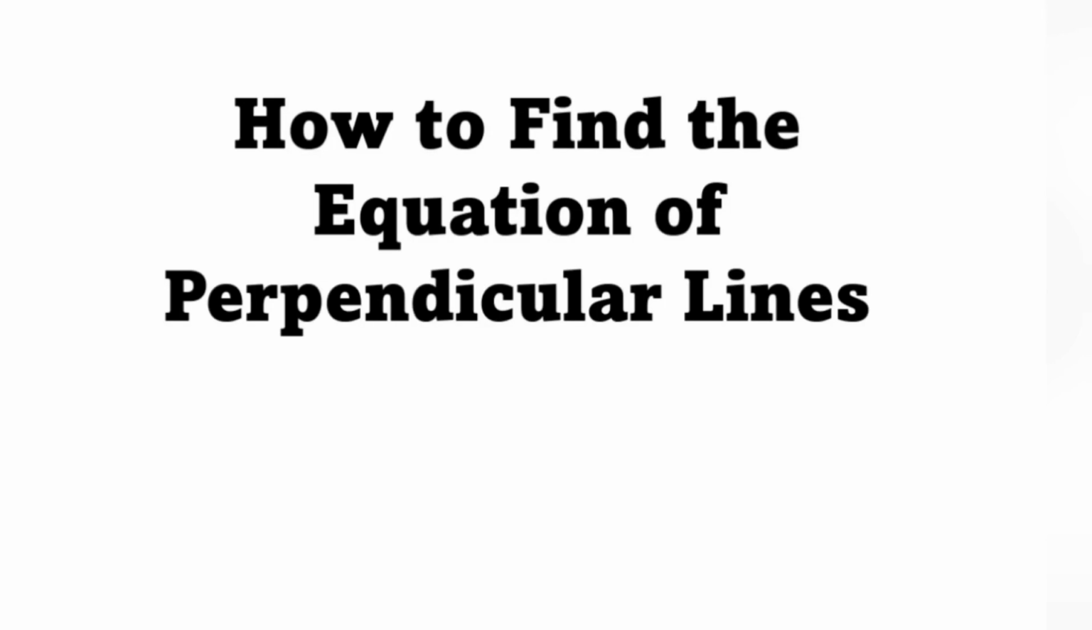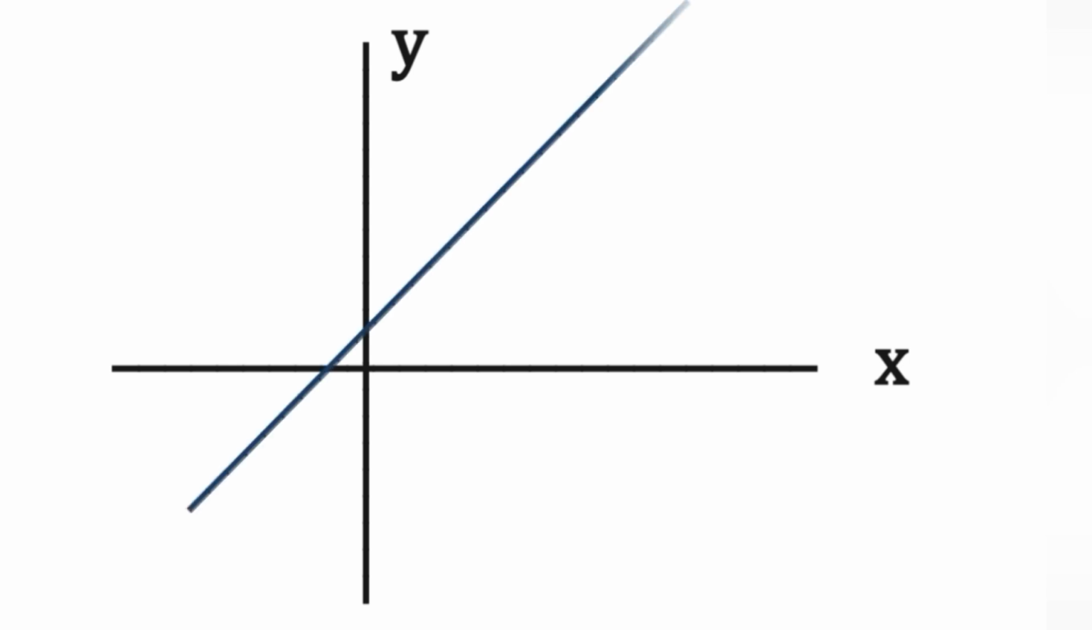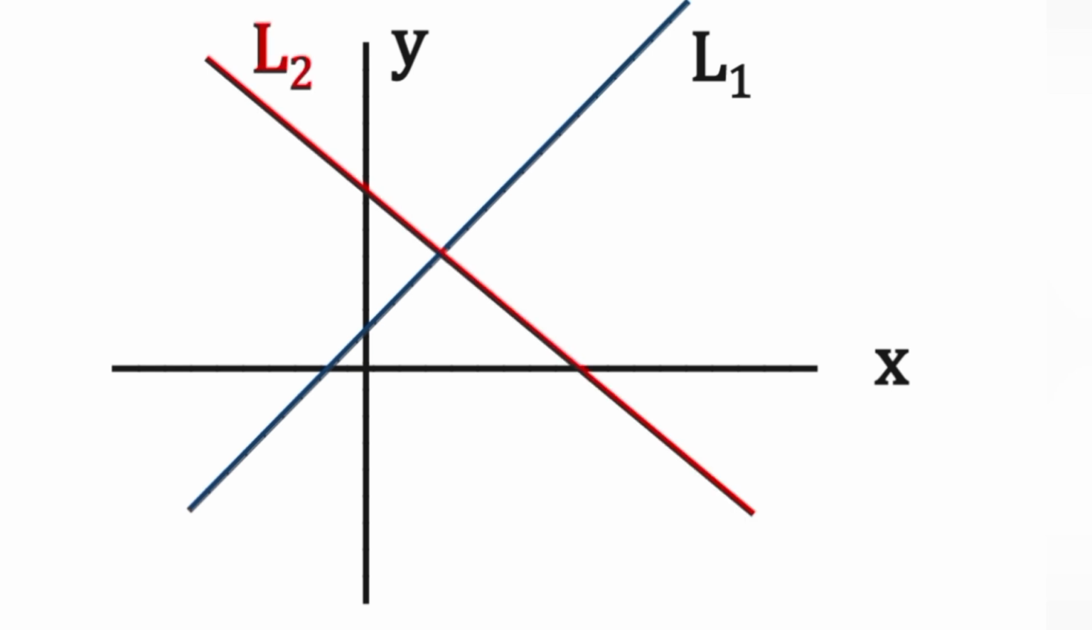Let's talk about how to find the equation of perpendicular lines. We have here the x and y axis. If we have a line leaning towards the right, and this has a positive slope, this is L1, line 1, and we have a perpendicular line, this line, which is L2.